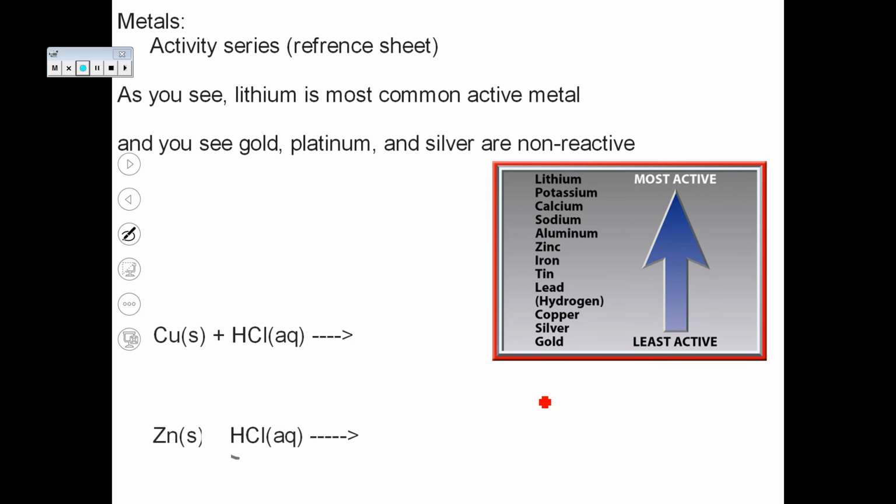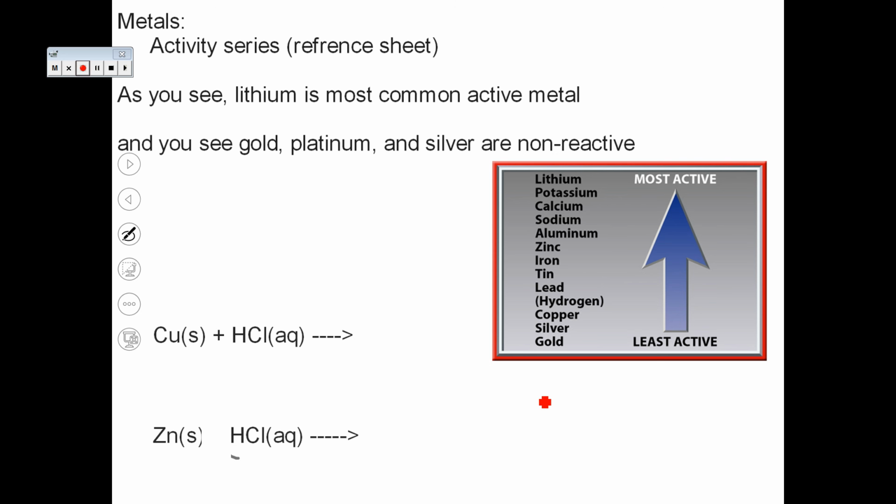For the metals, you look at the activity series. The activity series will be given to you. It's not something you have to memorize. You just have to know how to use it. As you see, lithium is the most active metal. And as you see, gold, platinum, and silver are non-reactive. The higher up you are on the list, the more reactive and more vigorous your reaction will be.